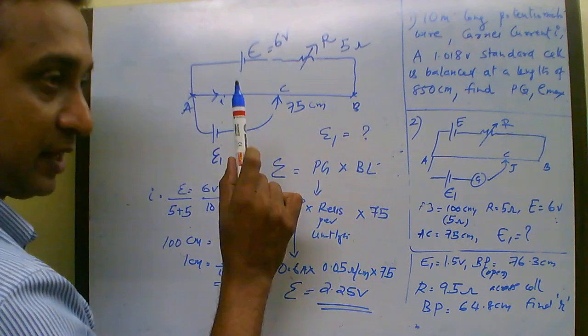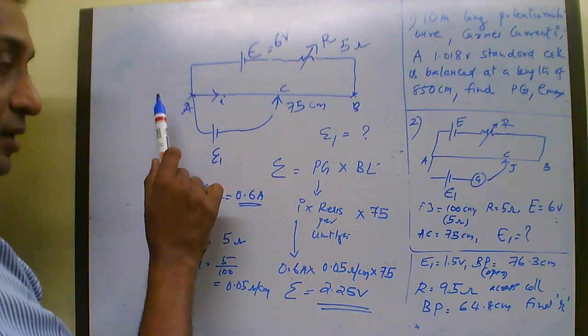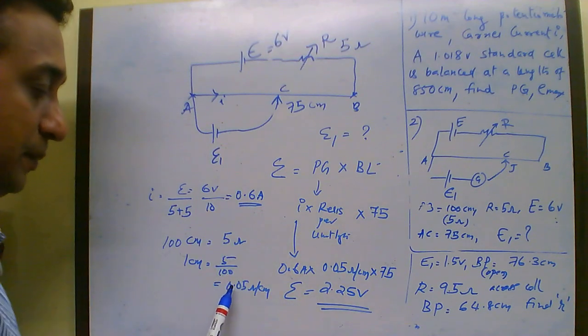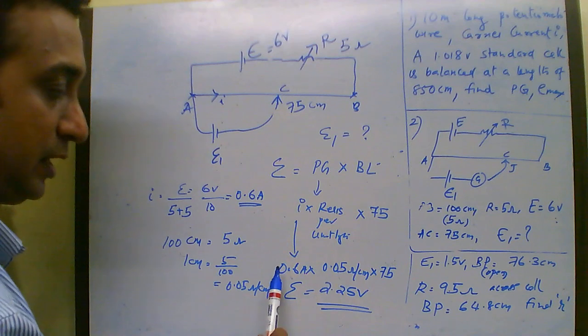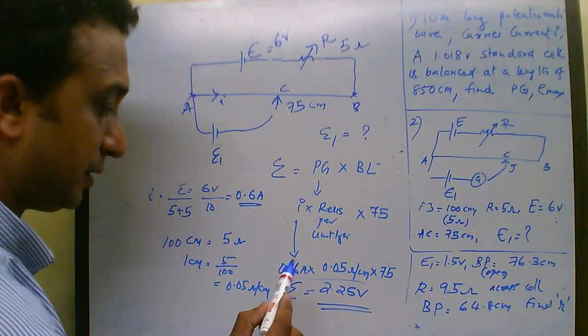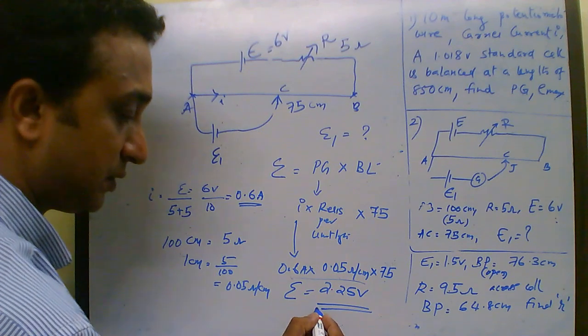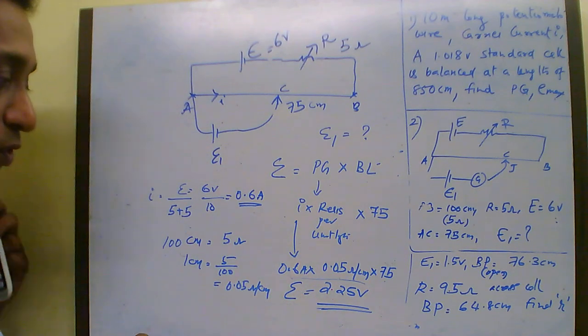The length of the wire AB is having a resistance of 5 ohms, means 100 centimeter 5 ohms, 1 centimeter 0.05 ohms. So you multiply that, you will get the potential gradient. You multiply by the total balancing length, you will get EMF of the unknown cell equal to 2.25 volt.